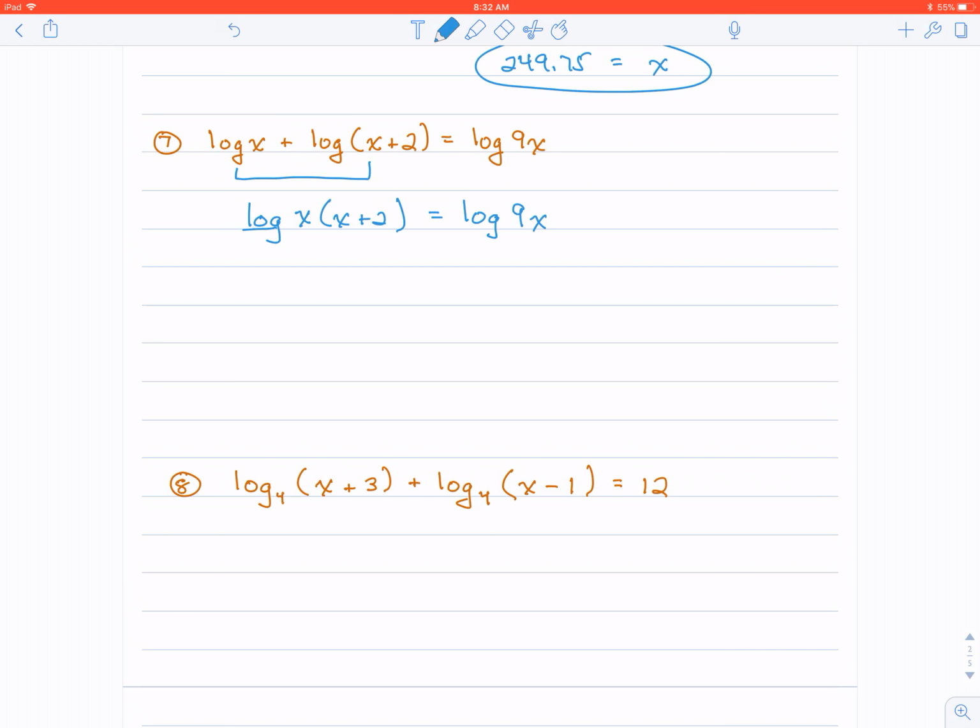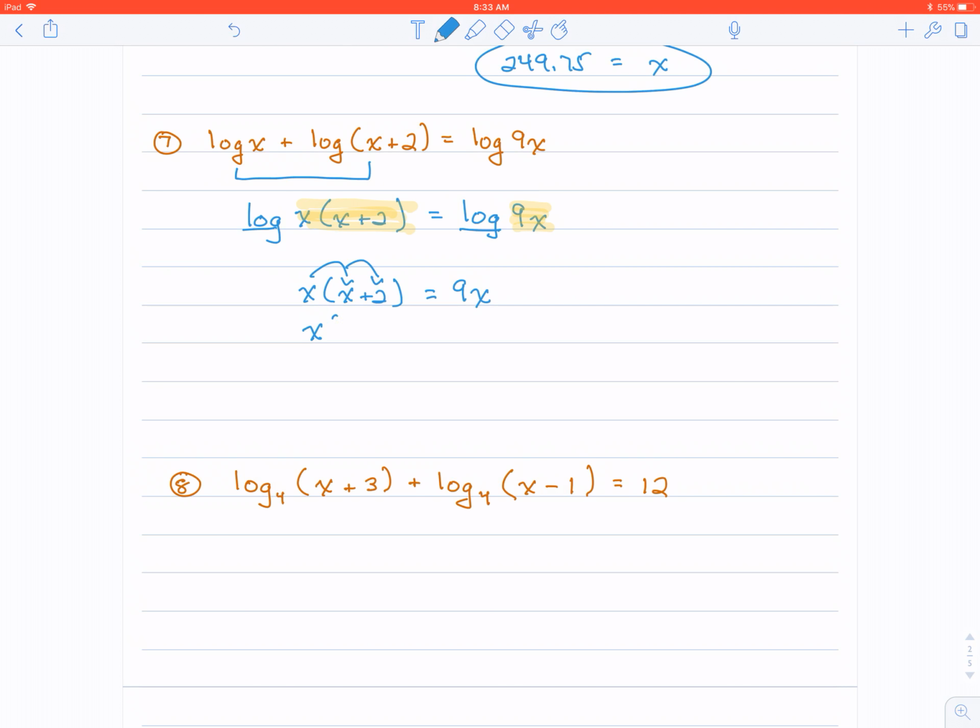We have this log function. On one side, it's saying this is the log of x plus 2. On the other side, it's equal to the log of 9x. So that must mean that x times x plus 2 has to be equal to 9x. If I'm doing the same thing on both sides, then the thing on the inside of it must be the same. All right, so now we can just solve this out.